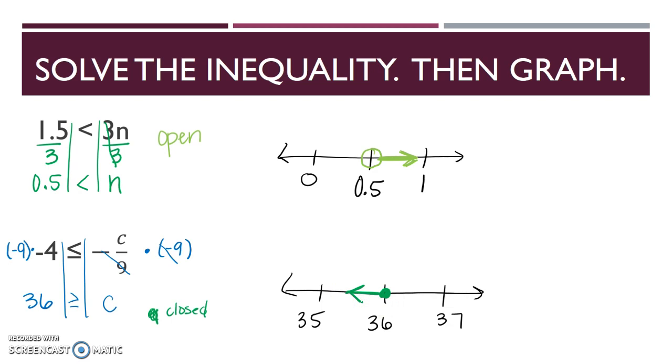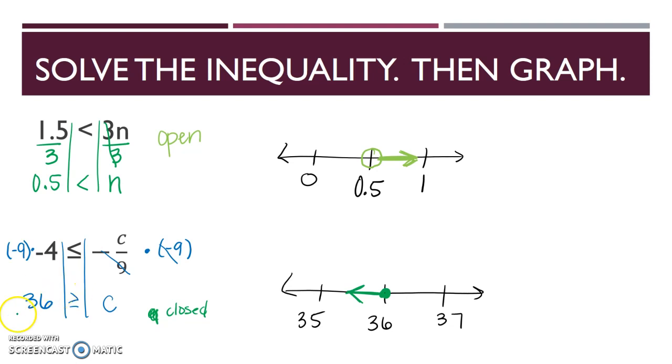So a few of these have been kind of strange. Our variable has been on the right side instead of the left side, which is what we're used to. So you have to make sure you're reading them almost backwards. So like for this one here, 36 is greater than or equal to whatever c is. So c can be 36, but it can't be anything bigger than that. So that makes us shade in the left direction towards the smaller numbers.